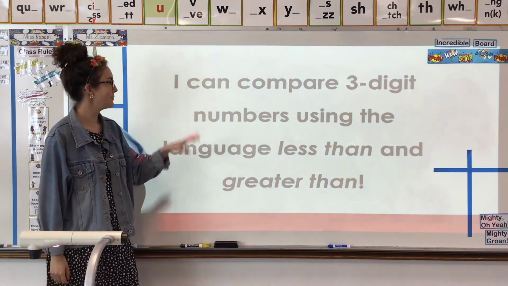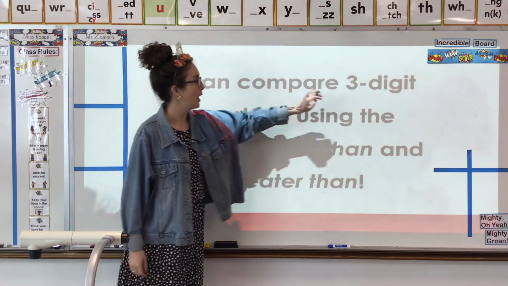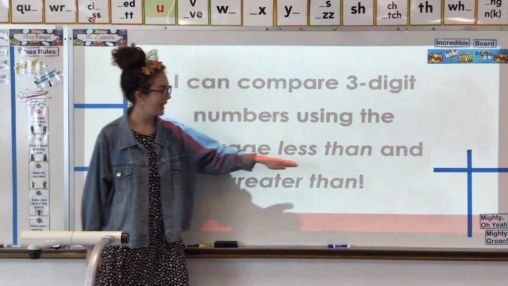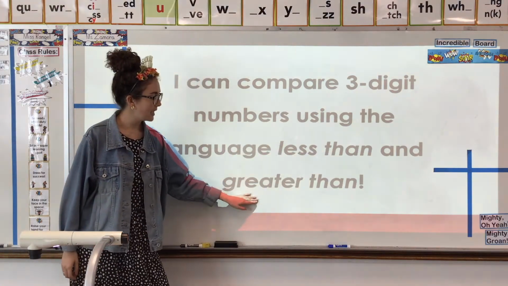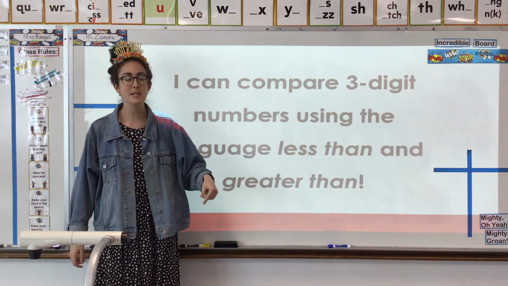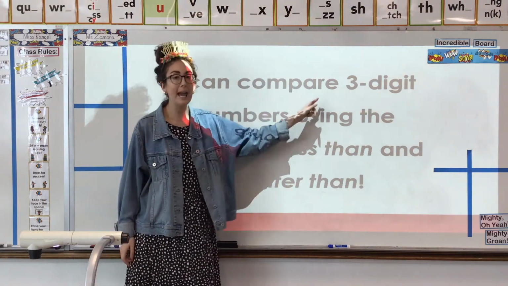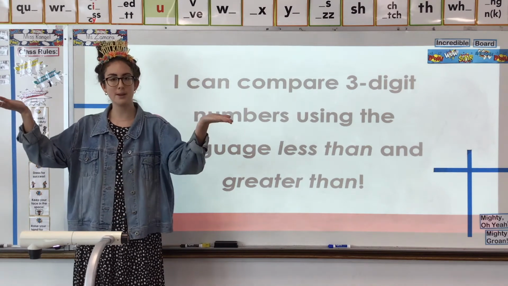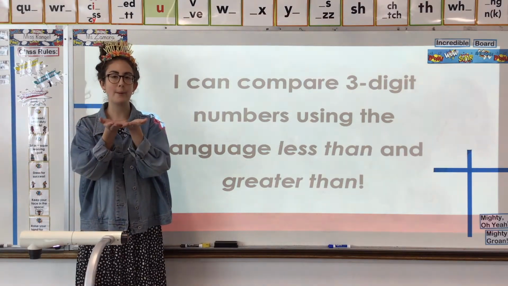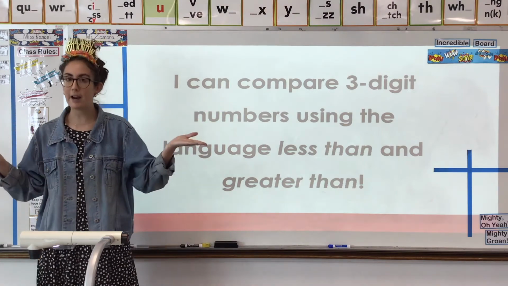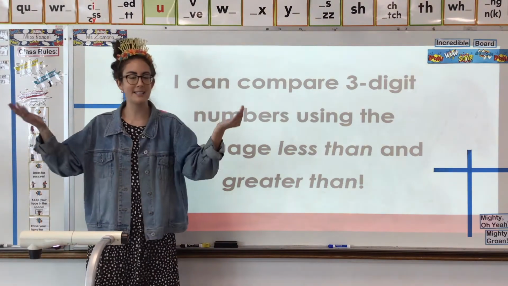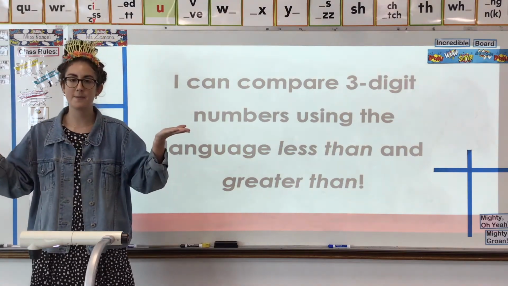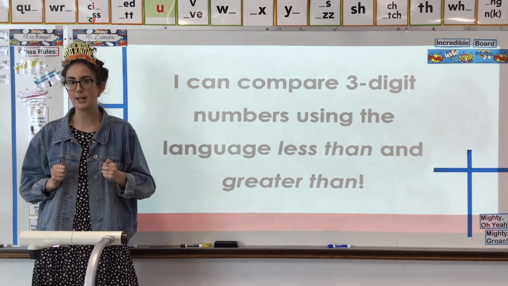It says, I can compare 3-digit numbers using the language less than and greater than. So today we are focusing on comparing 3-digit numbers. We're going to be focusing on two 3-digit numbers and what's the relationship between them. When we're talking about comparing numbers, we're going to look for and discuss how the numbers are similar or how they are different. That is comparing 3-digit numbers.